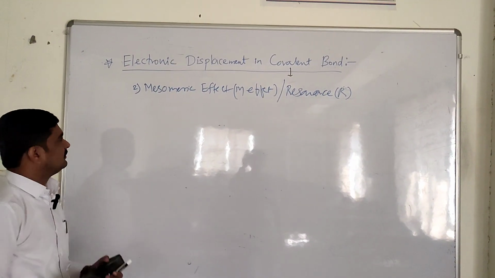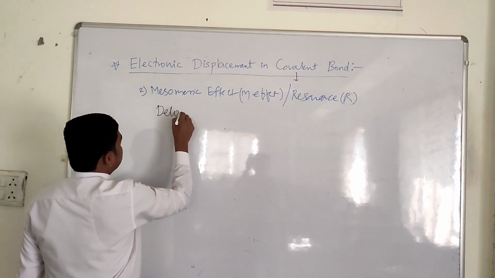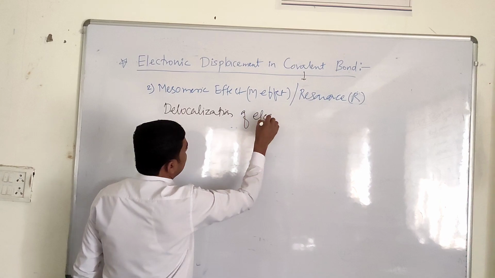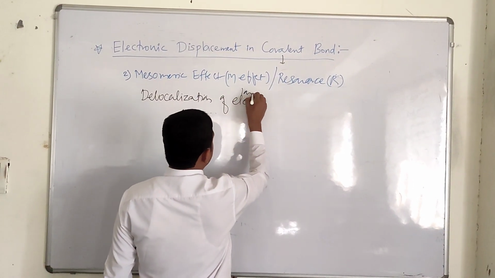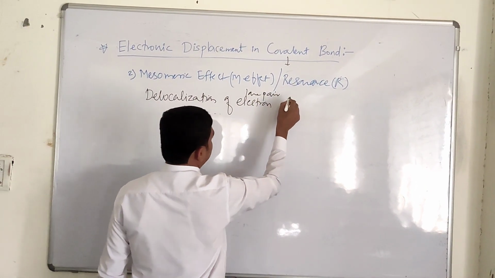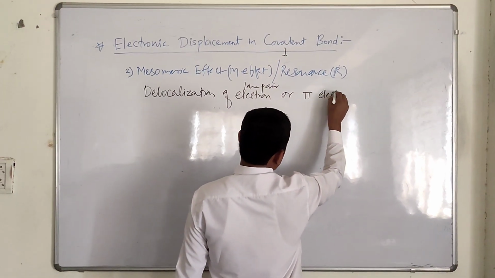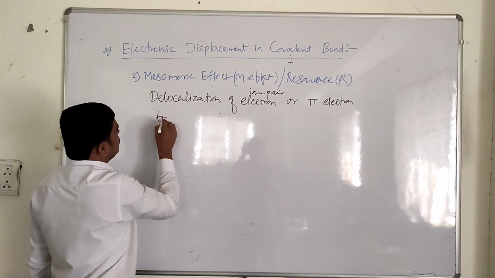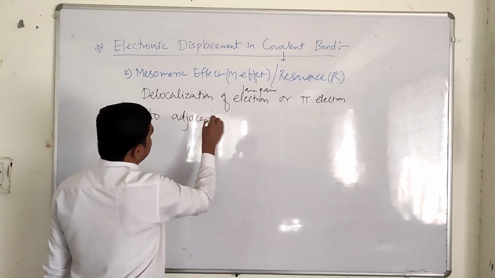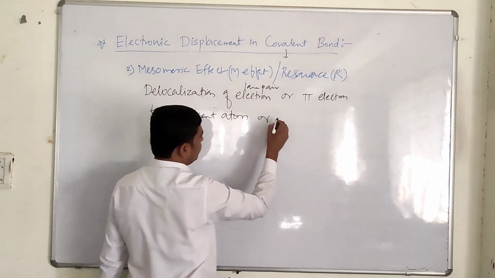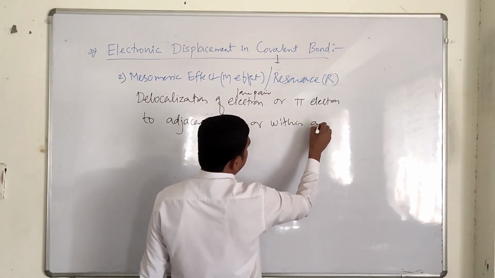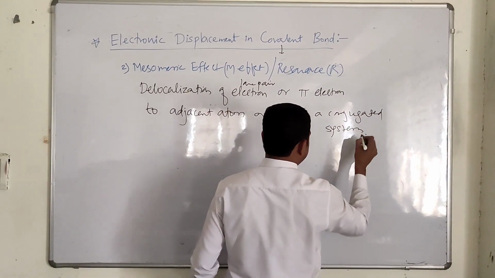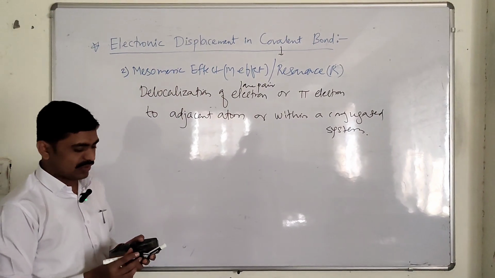Delocalization of electron. Okay, mesomerism is the delocalization of electron, lone pair of electron actually. Delocalization of lone pair of electron or pi electrons to an adjacent atom or within a conjugated system. A conjugated system is a system which contains alternate double and single bonds.